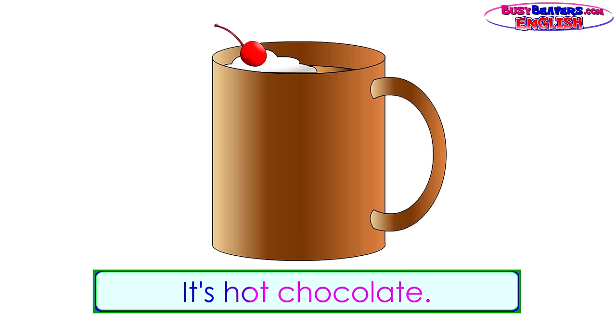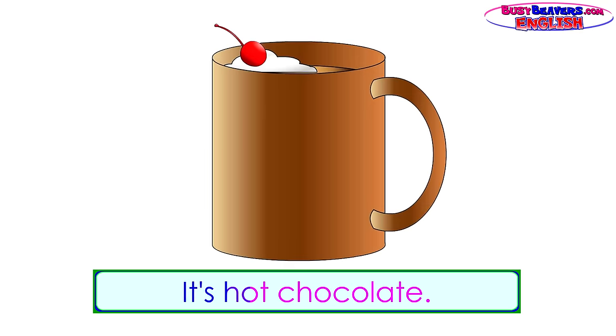What's this? It's honey. Do you like honey? Yes, I like honey. What's this? It's jam. Do you like jam? Yes, I like jam. What's this? It's ketchup. Do you like ketchup? Yes, I like ketchup. What's this? It's mustard. Do you like mustard? No, I don't like mustard.